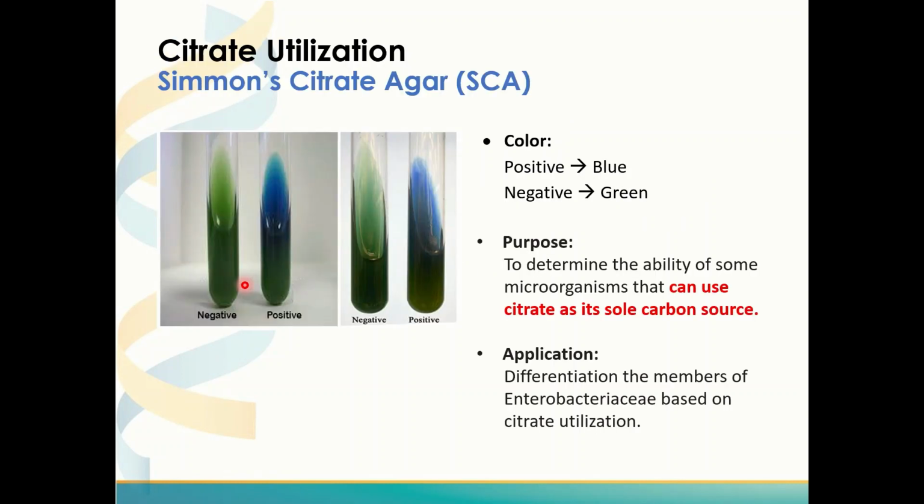Let's start with the citrate utilization using Simon's citrate agar test. In the absence of fermentable glucose or lactose, some microorganisms are capable of using citrate as a carbon source for their energy. That's why this method is usually used to determine the ability of some microorganisms to use citrate as their sole carbon source, for instance, in the differentiation of microorganisms from the Enterobacteriaceae family. Following the incubation, we can observe the change of color in the media. Blue means positive, while green means negative result.